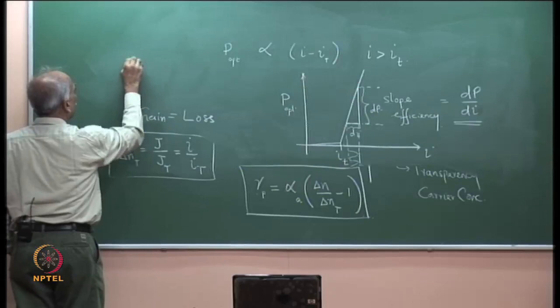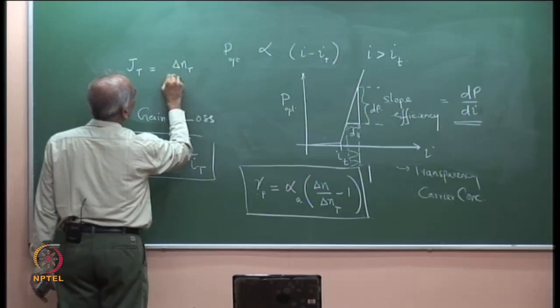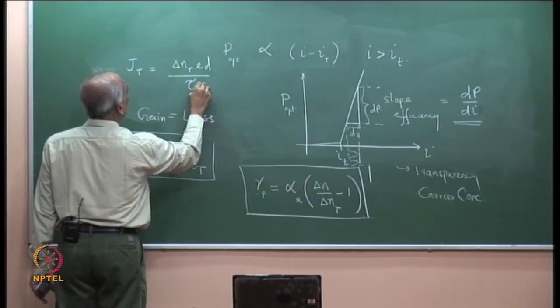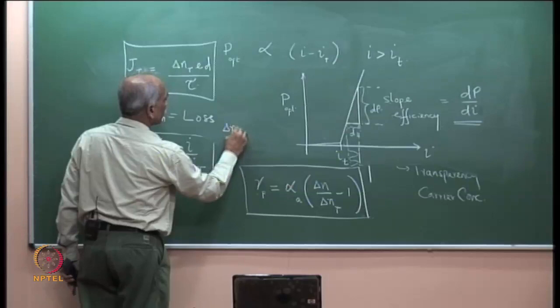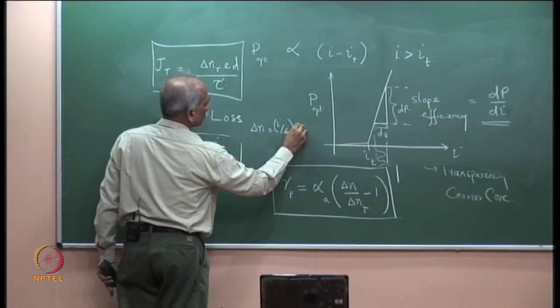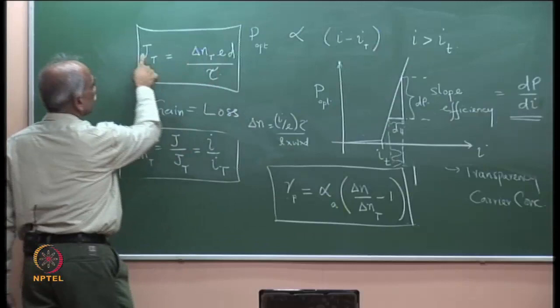J_T is equal to delta N_T, a parameter to get the required separation, into E into D divided by tau. We had this expression, delta N is equal to I by E into tau divided by L into W into D. So I by LW is J, so J_T is equal to this, J into D.